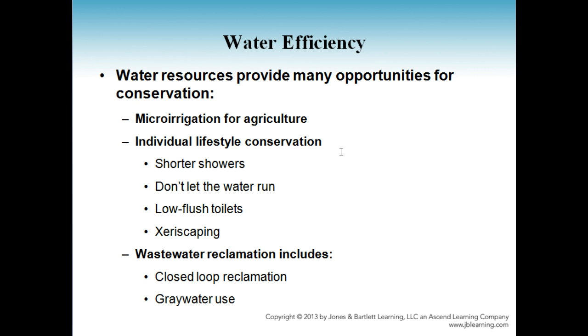Water efficiency. Water resources provide many opportunities for conservation. Micro-irrigation for agriculture can reduce evaporation. Individual lifestyle conservation includes shorter showers, not letting the water run, low flush toilets, and landscaping that uses little water, such as you find in Arizona, xeriscaping. And then also wastewater reclamation, closed loop reclamation, and gray water use. All can increase efficiency.